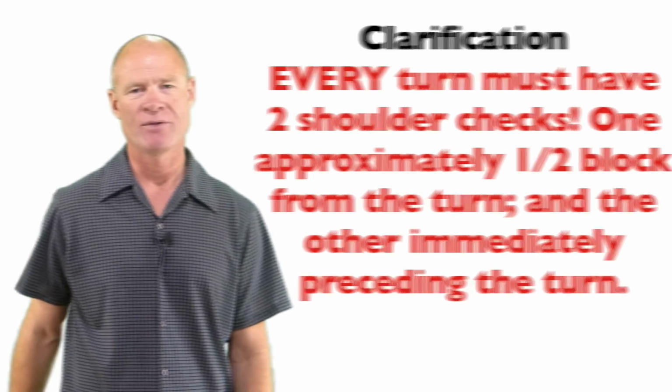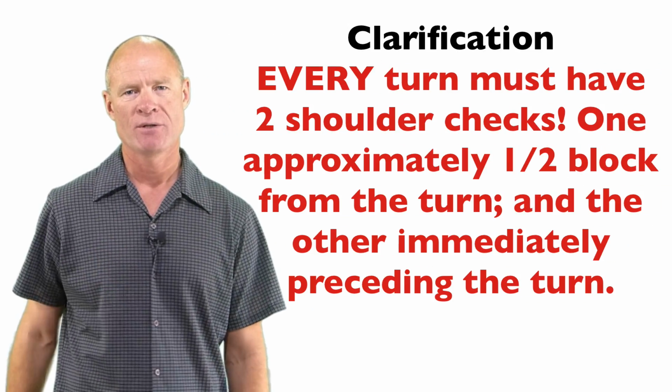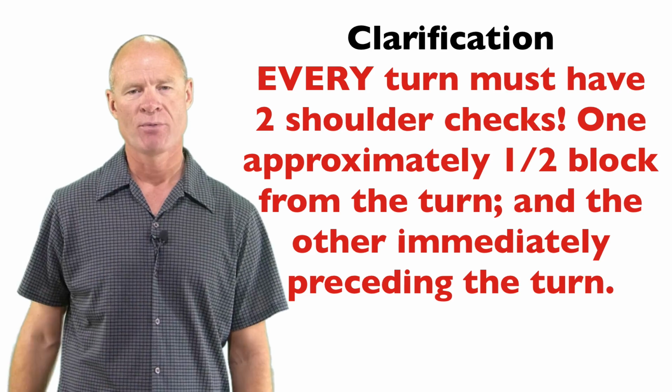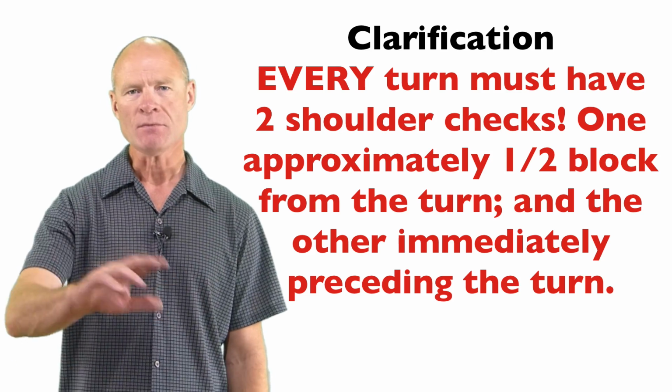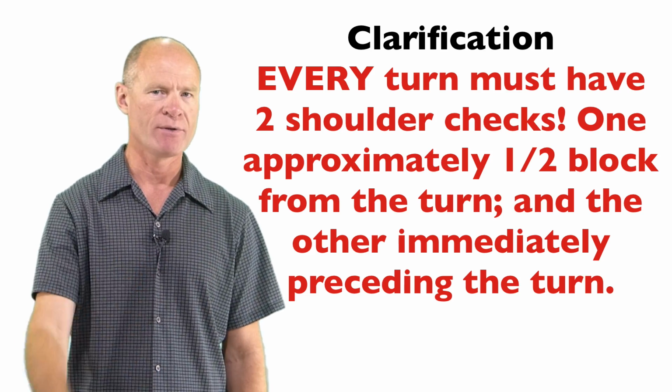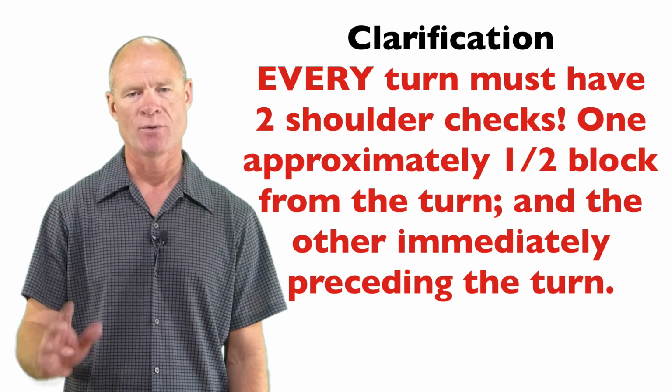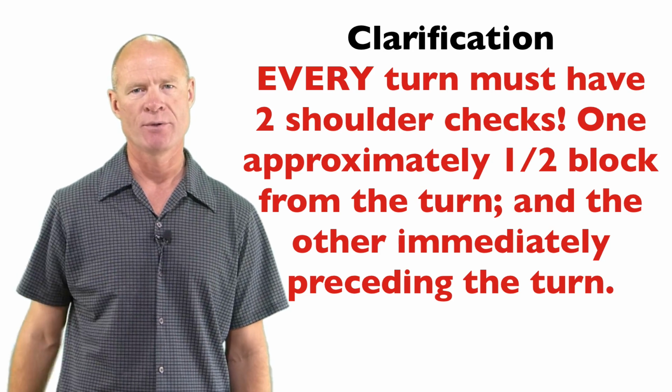In conclusion, turning right on slip lanes. As you're coming up, if there's a bicycle lane, signal, mirror, shoulder check. Shoulder check as you're approaching, and shoulder check again immediately before making the turn. So every turn, left or right, has 2 shoulder checks: one as you're coming up and one immediately before the turn.